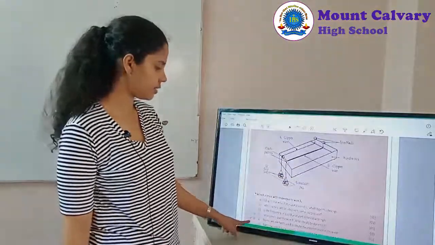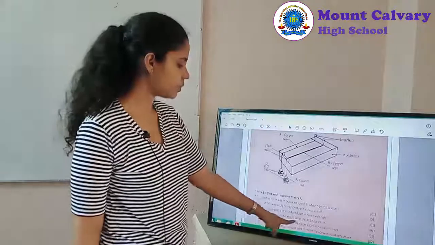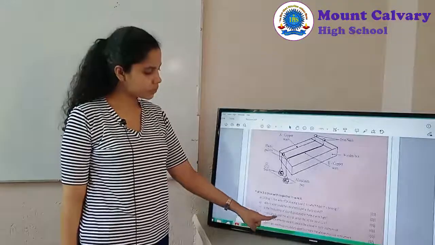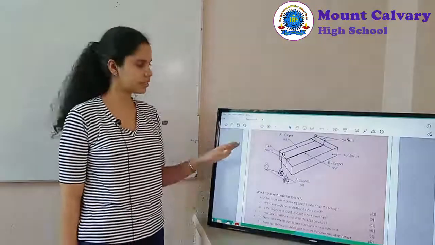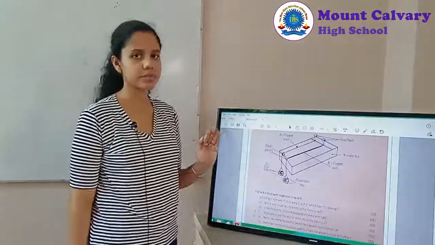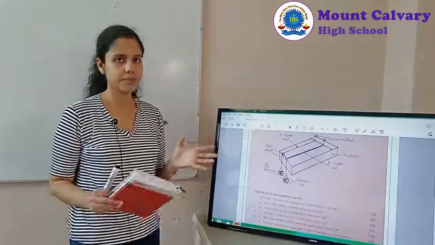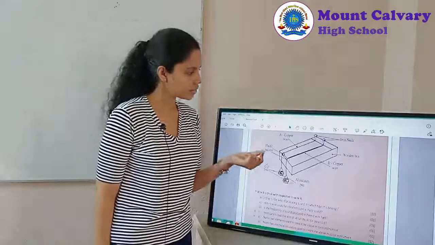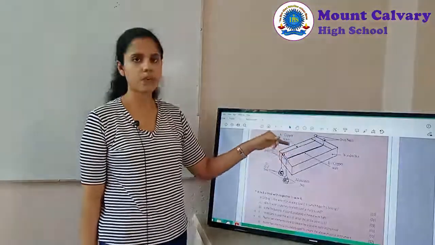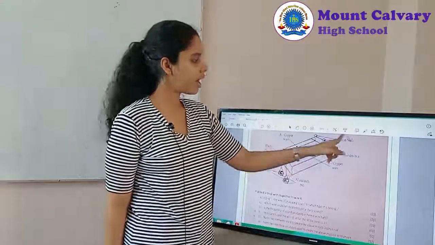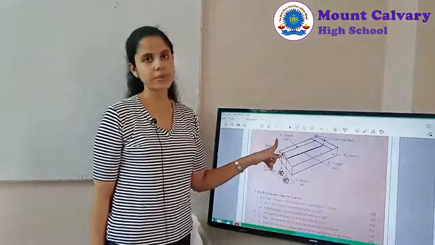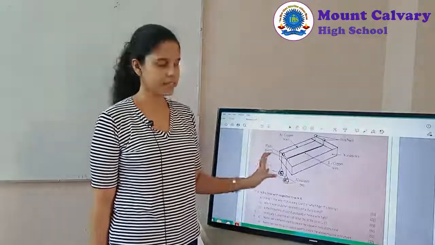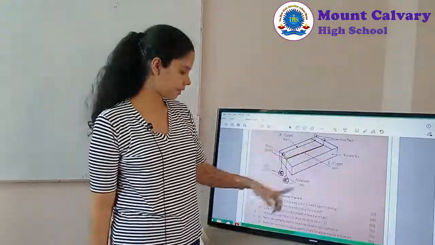Then the fourth question: name two elements used to create the above musical instrument. Now, what does an element mean? There are no other components; only one component is present in an element. What are the elements here? Copper. Copper is an element. And iron. Iron and copper are the two elements used to make this instrument.